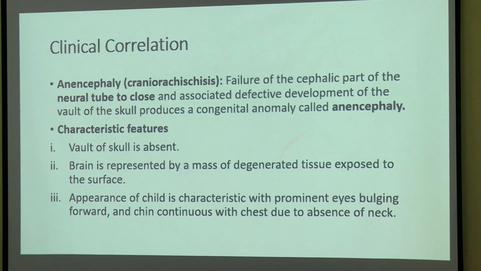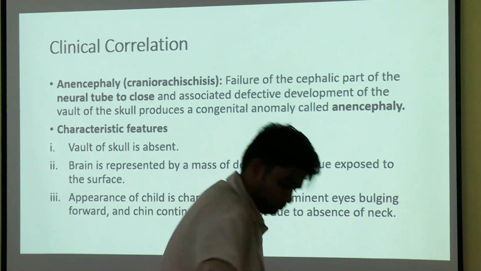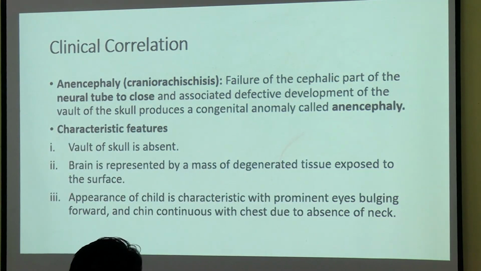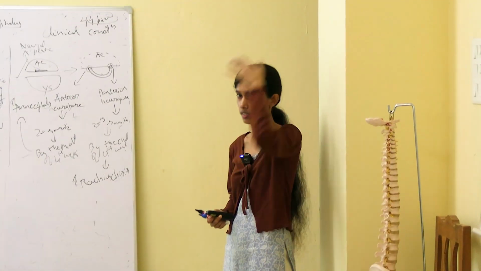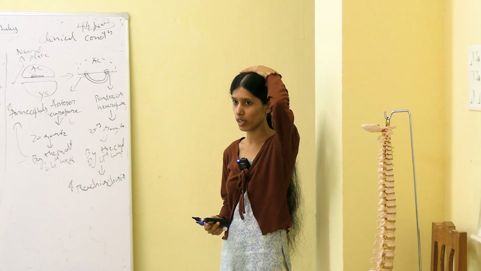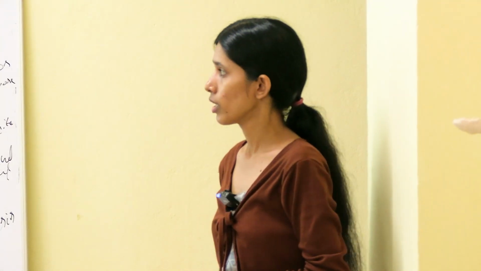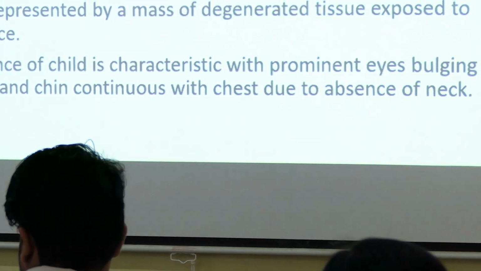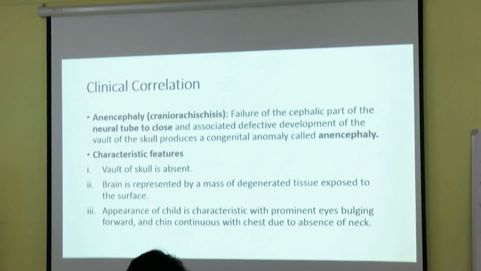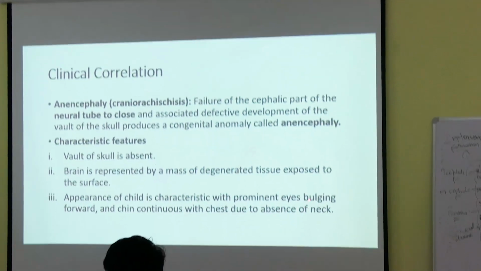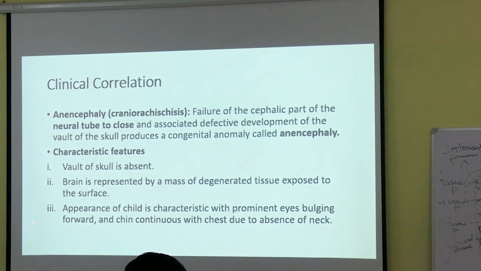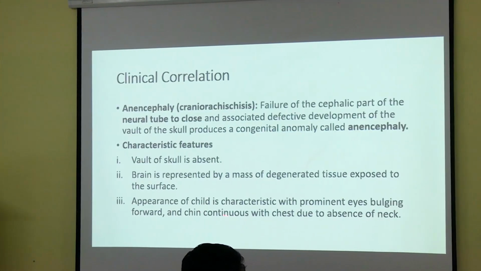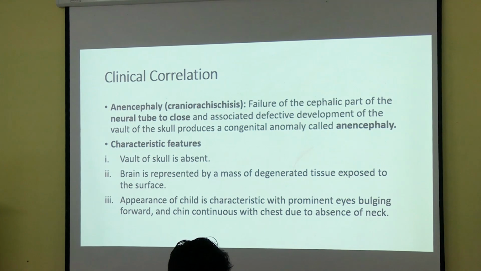So, which one is the vault of skull? Can you all point to the vault of skull in your body? Okay. This region is called the vault of skull, not this. This or this area, this whole area is called the vault of skull. Okay. The brain is presented as a mass of degenerated tissue directly exposed to the surface area. The appearance of the child is characteristic, with prominent eyes bulging forward, and the chin is continuous with the chest due to the absence of the neck region in this particular condition.